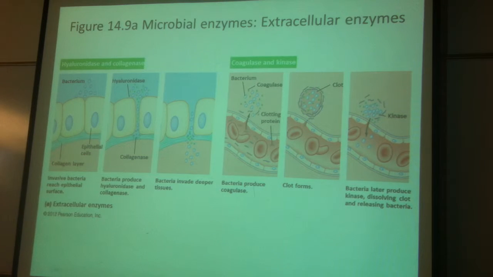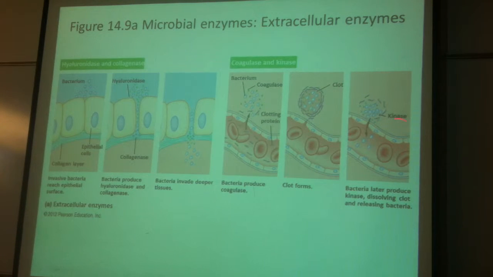So what this looks like, you have bacteria, we have our nice epithelial cells, we have a collagen layer underneath. So these bacteria can actually produce enzymes that can slip through the epithelial cells and start degrading the collagen. And so then all of a sudden the bacteria can get in underneath your skin and underneath your epithelial cells, and you can start having a much deeper bacterial infection. This is much harder to treat because it's much deeper. So these are extracellular enzymes because they're making them outside themselves.